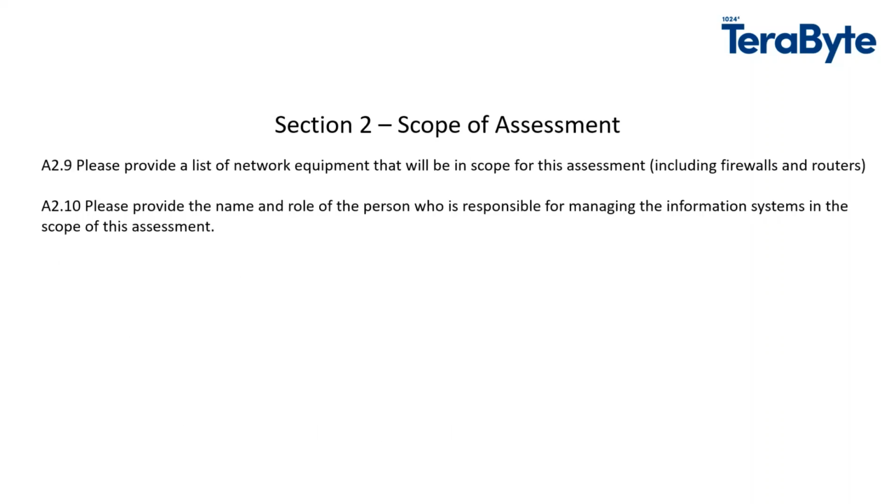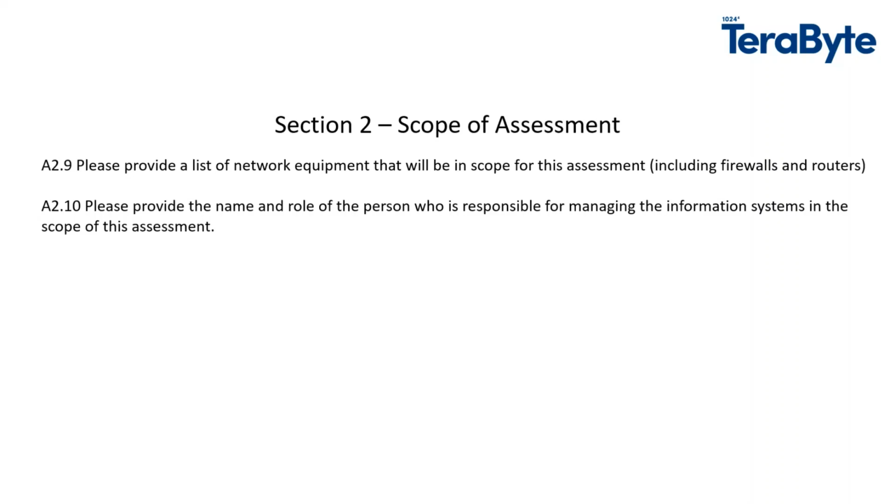Now A29, please provide a list of network equipment that will be in scope for this assessment. So for this, it could say you have a Cisco firewall with Dell switches or Cisco switches. And if you have wireless networks, you could be saying that you have Meraki access points. If you're just a home user, you could say you've got a, for example, Sky Hub and go from there.